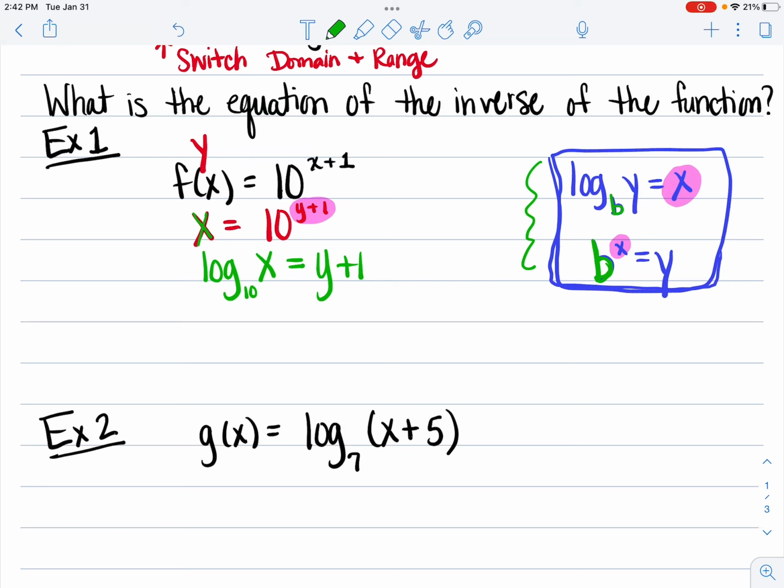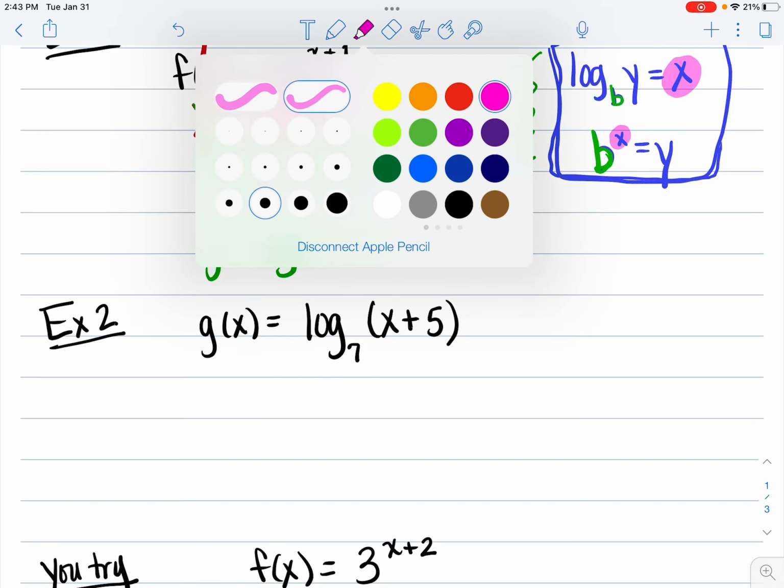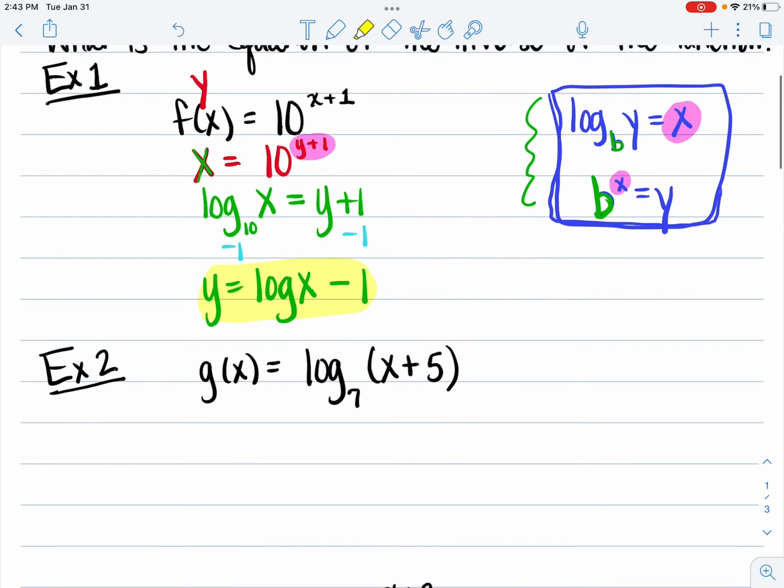Again, I need it to be y equals, so I'm going to subtract 1 from both sides. I can't actually subtract 1 from that, but I can rewrite it as y equals log of x, minus 1. Since it's a base 10, that means this is a common log, so I'm not going to bother writing the 10 there. That is the inverse of f of x equals 10 to the x plus 1 power. So I just changed it and then did a little solving.